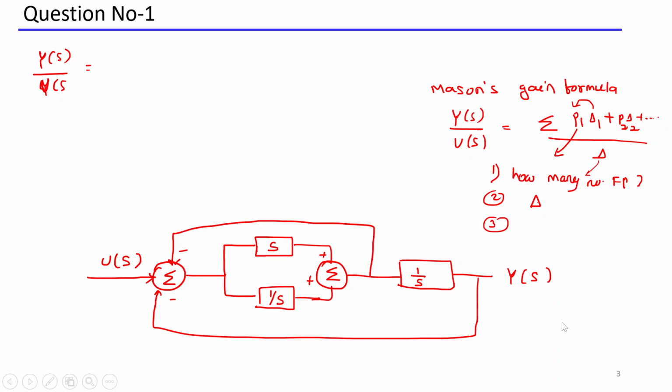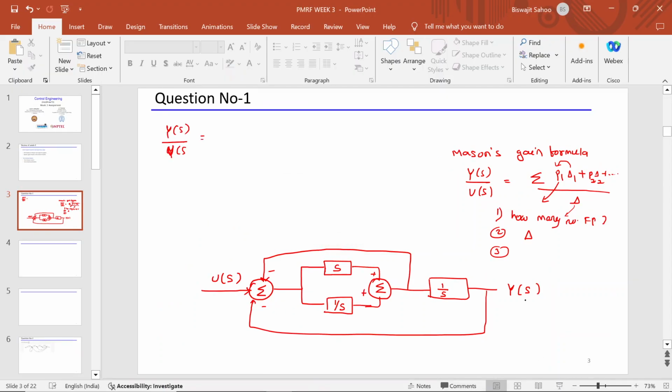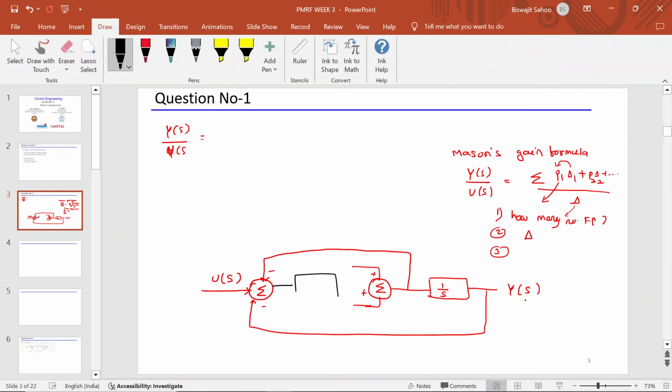Sir, without using the block reduction technique, can you directly solve it? No, I'm not using any block diagram reduction technique. I'm just simplifying this question first. I'm removing this s plus 1 by s and writing it in place of this one, because there are two parallel paths, so I'm making it one.